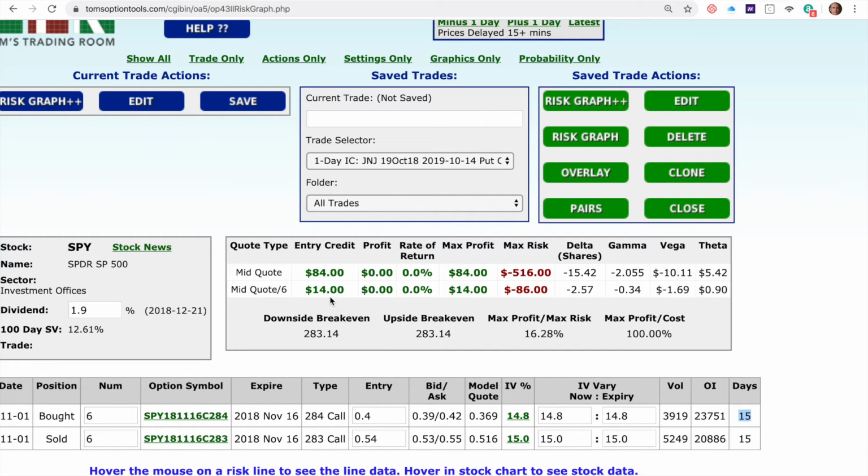Now, how do we manage this trade? Again, we want to buy it back for 3 cents per contract. In the event the stock goes against us, we want to buy this back for twice the credit. That would be for a stop loss. In that case, we would be buying this back for 28 cents as a stop loss. So if the value of the spread increases to 28 cents, then I would automatically buy that back.